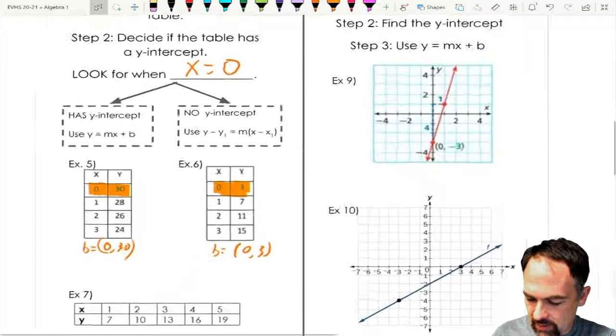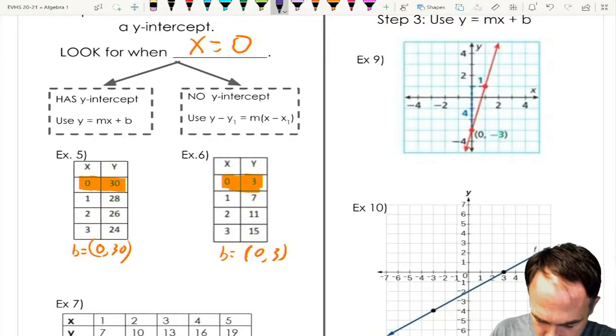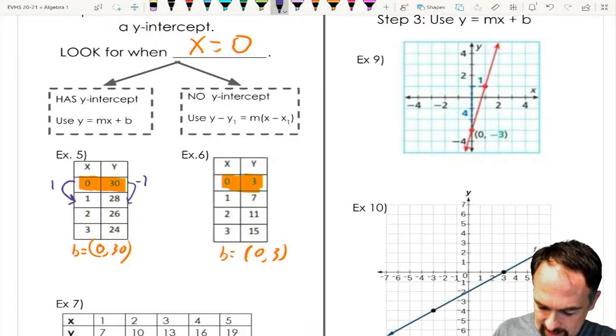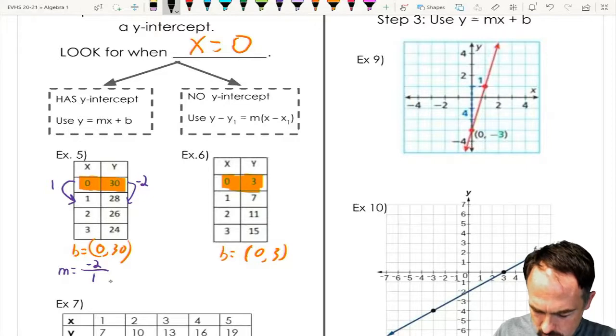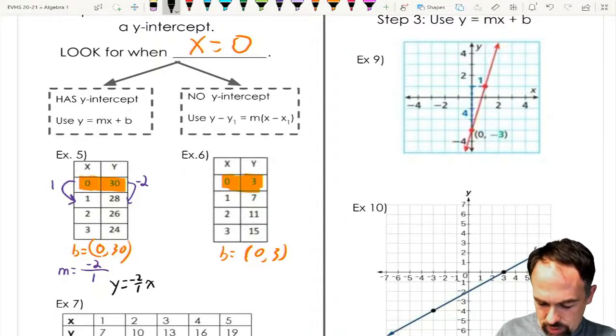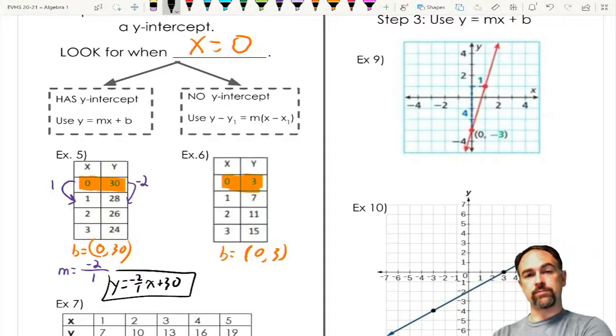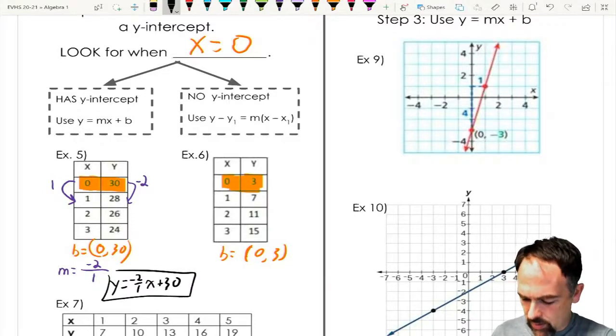Okay, so let's go ahead and find our slope. From 0 to 1 is 1. From 30 to 28 is negative 2, meaning that my slope is delta y, negative 2, divided by delta x is 1. So my equation, y equals m, negative 2 over 1, x, plus b, which is my 30. And there we go.